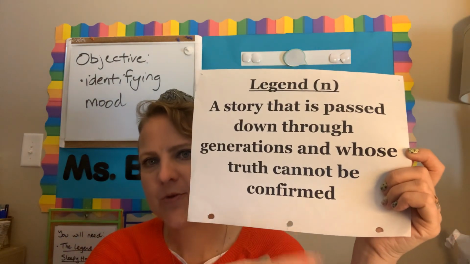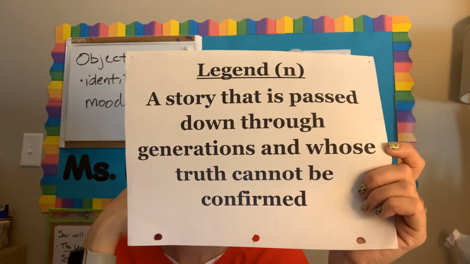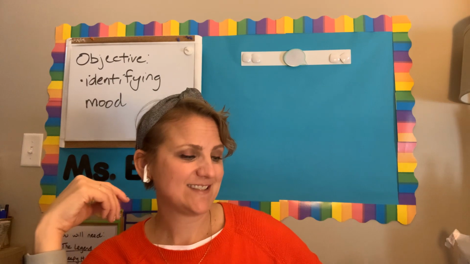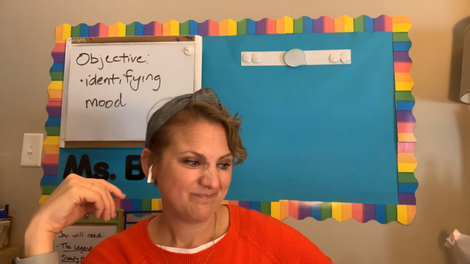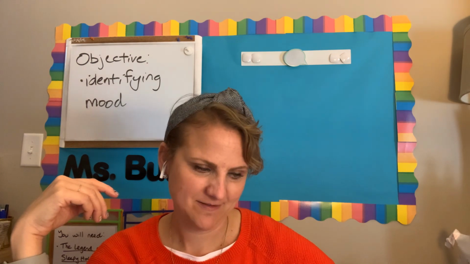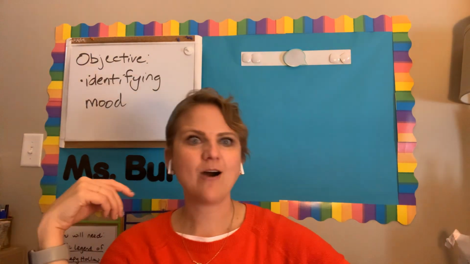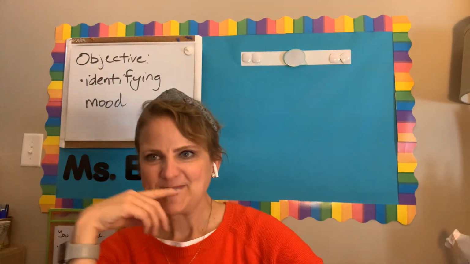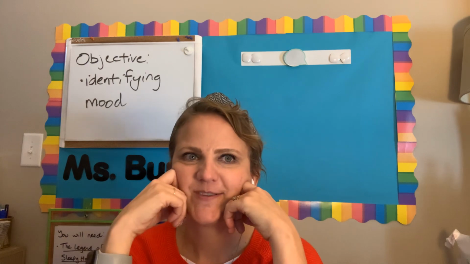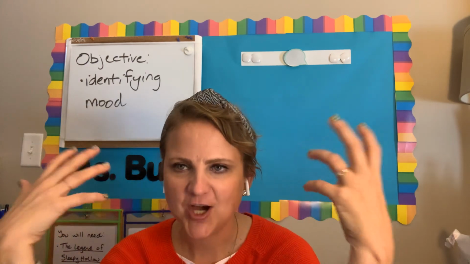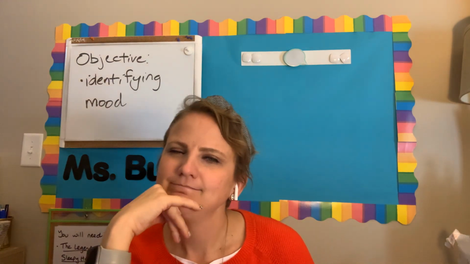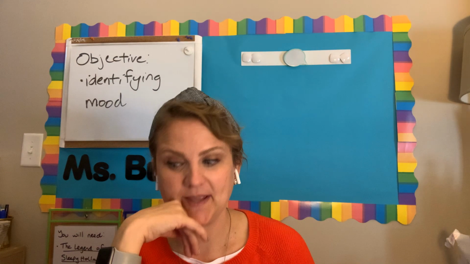And whose truth cannot be confirmed. Okay, whose truth cannot be confirmed. So what that means is if it's a legend, no one really knows if it really happened, or what really happened, or how it really happened. Okay, so this is a story called The Legend of Sleepy Hollow. And so again, it's this idea that a story has been passed on and on, and at this point, not really knowing who could tell what really happened or not.